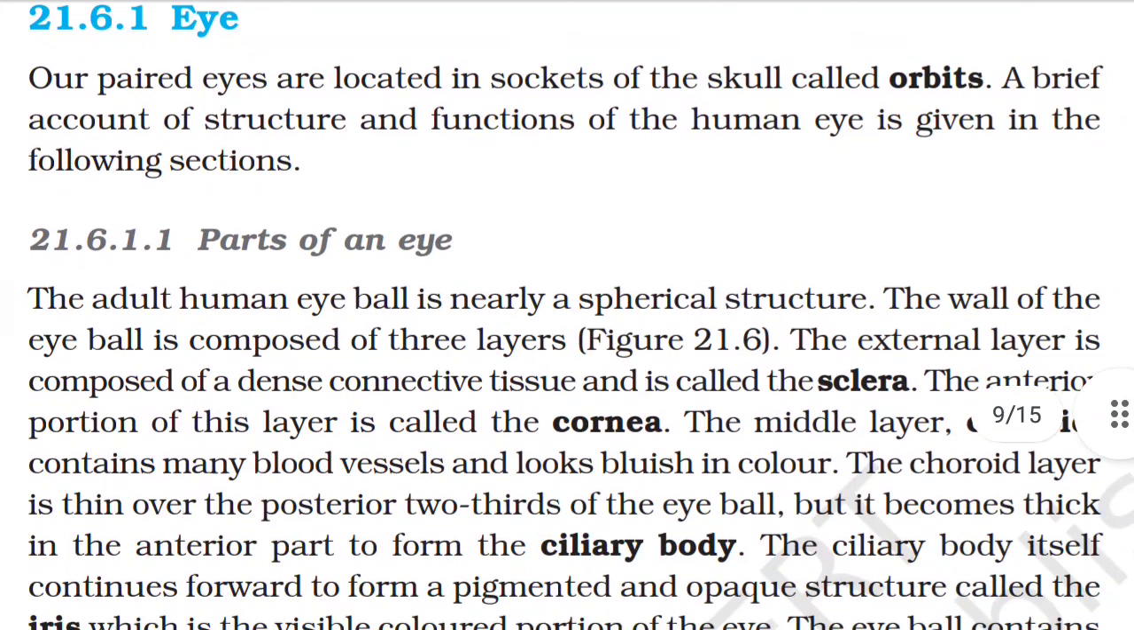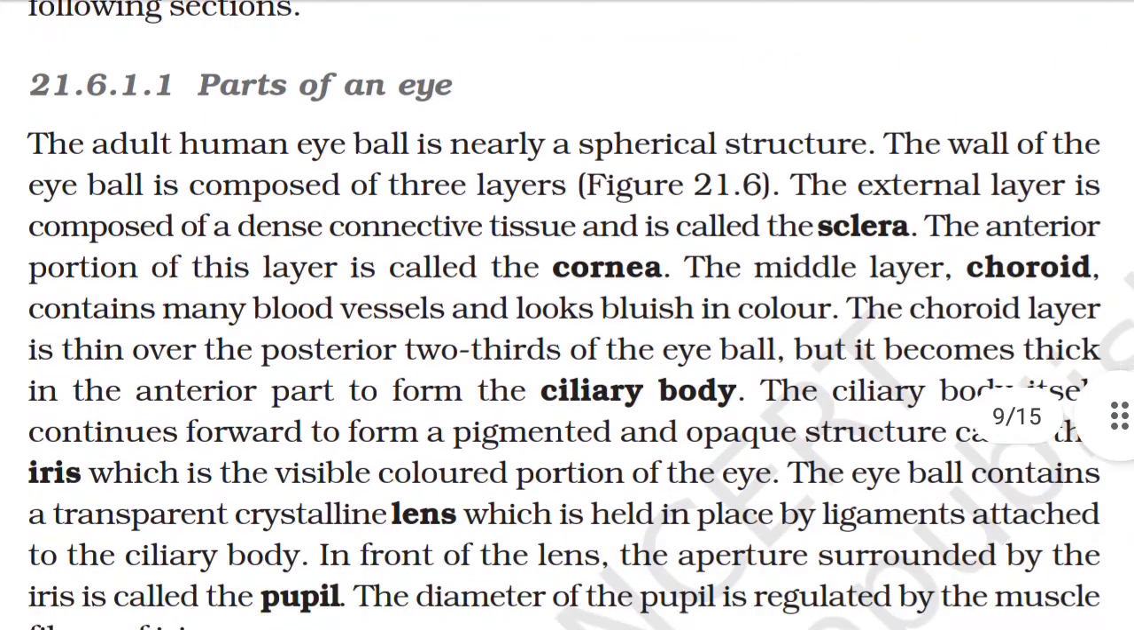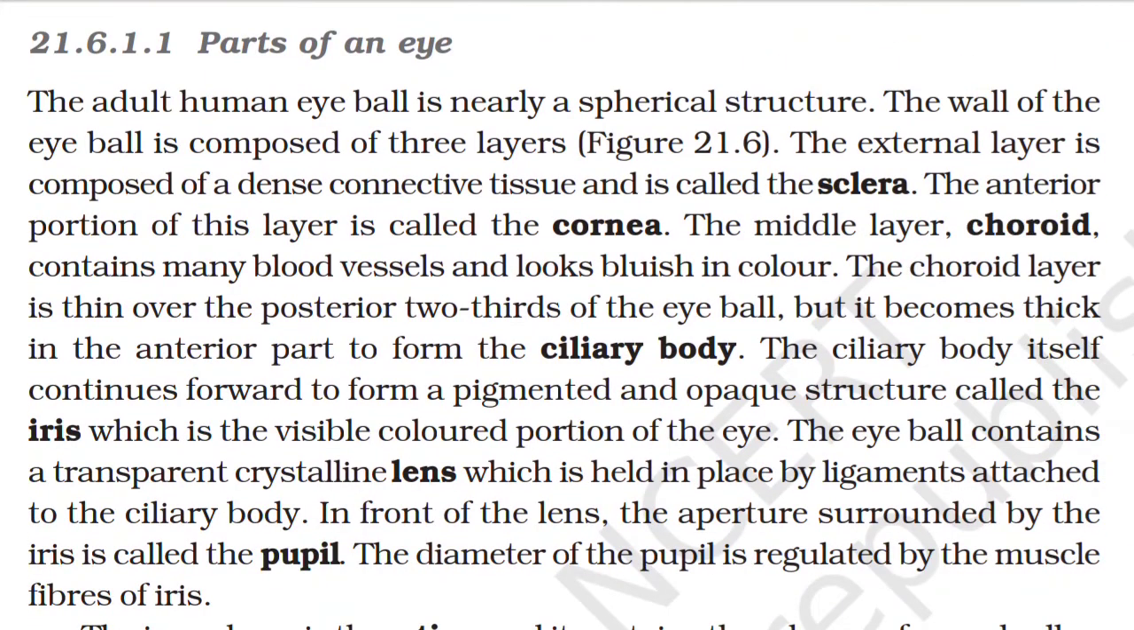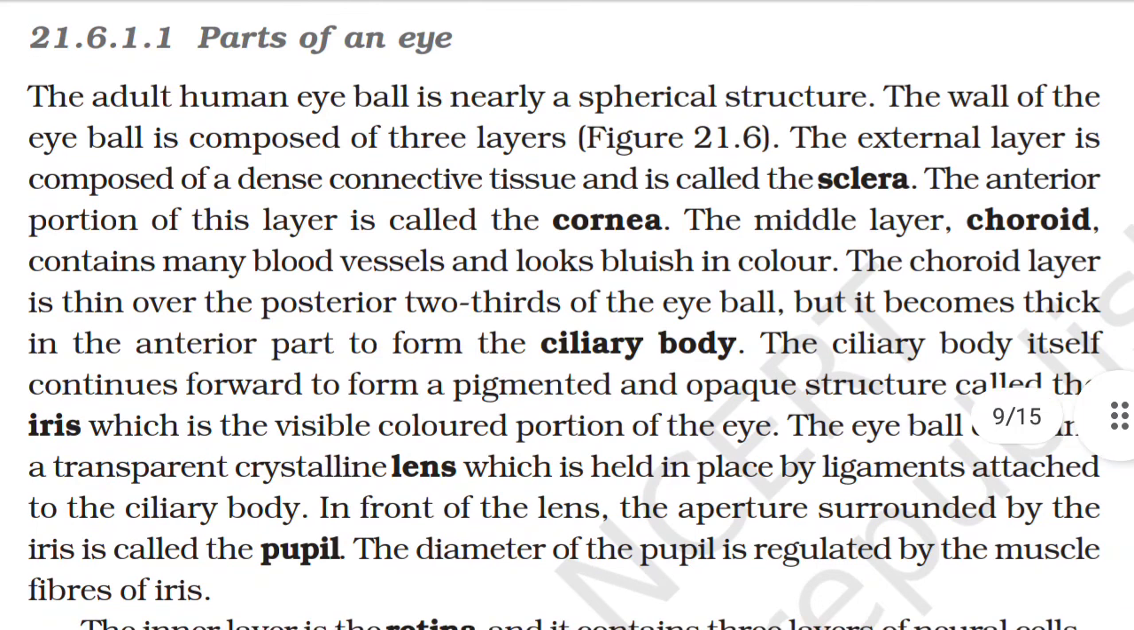21.6.1 Eye. Our paired eyes are located in the sockets of the skull called orbits. A brief account of structure and functions of the human eye is given in the following sections. 21.6.1.1 Parts of an eye. The adult human eyeball is nearly a spherical structure. The wall of the eyeball is composed of 3 layers. The external layer is composed of a dense connective tissue and is called the sclera. The anterior portion of this layer is called the cornea.